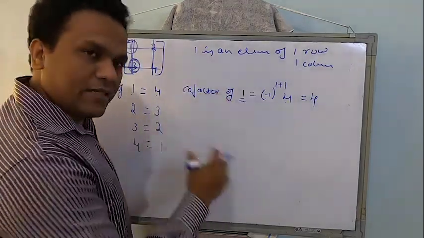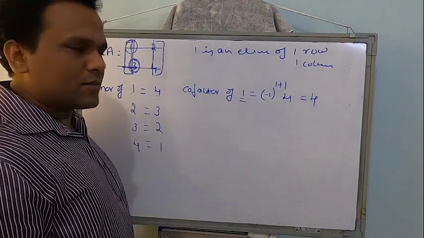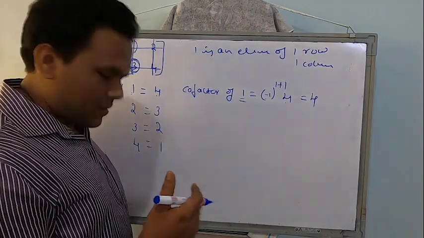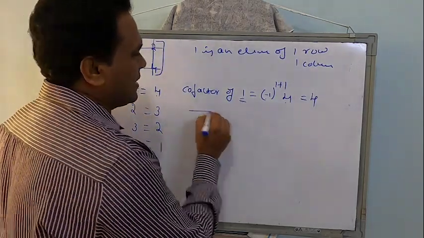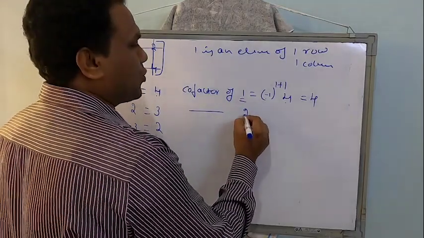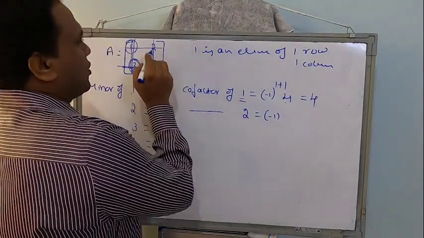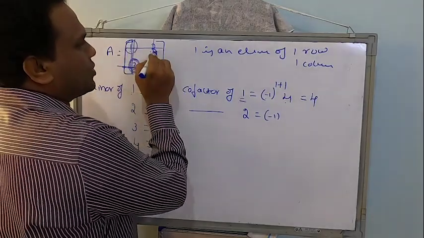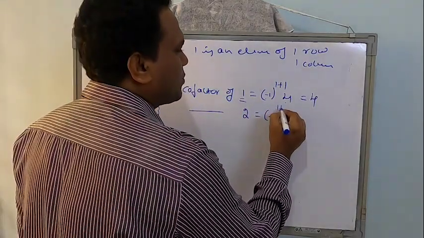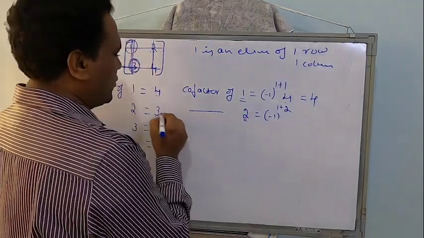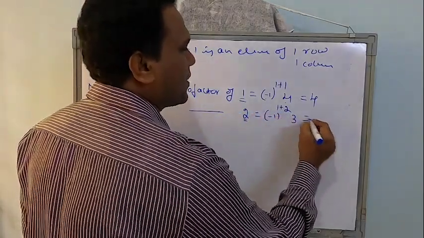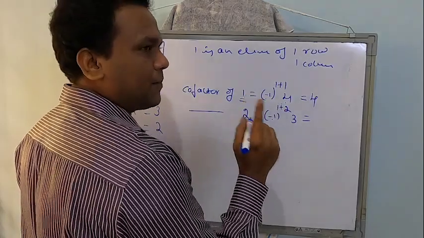See, definition-wise I am explaining how to find cofactors, but later on I will teach a simple method to convert from minors to cofactors directly. Clear? Okay. Now the next thing, cofactor of the element 2. 2 is an element of first row and second column. So minus 1 power 1 plus 2, first row second column, multiplied by the minor of 2. Minor of 2 is 3. What is minus 1 power 3? It will be minus 1.